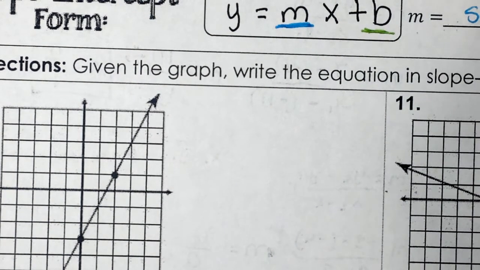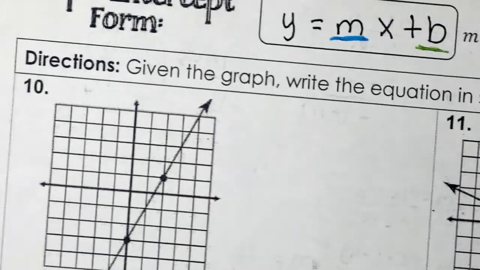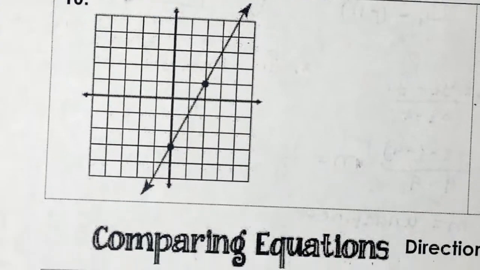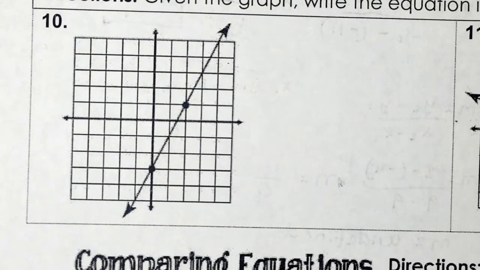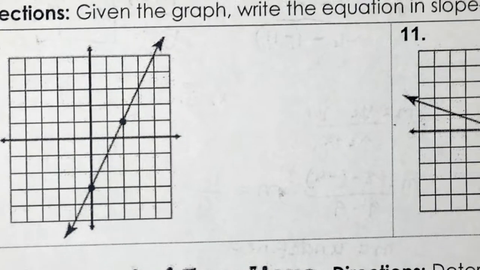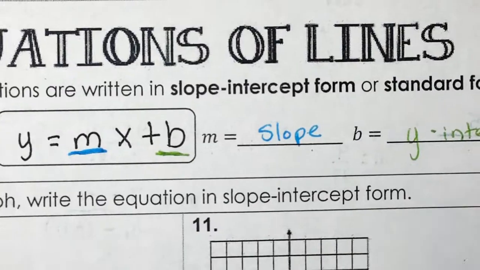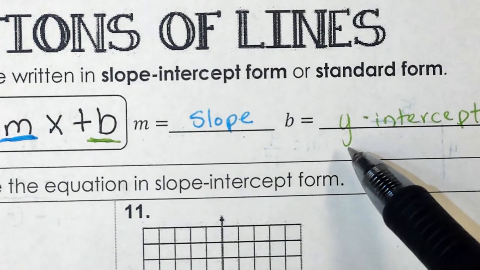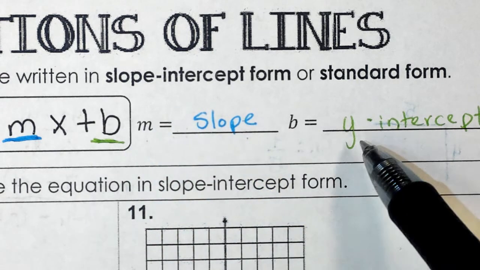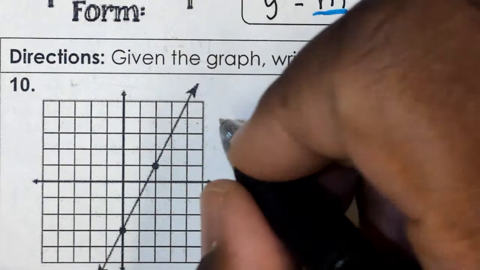Alright, given the graph, write the equation in slope-intercept form, number 10. So they want me to pull the information off the graph and write a slope-intercept form equation, which isn't hard to do. First thing I always get, and I label my stuff too. You need your M and you need your B. I always grab my B first.